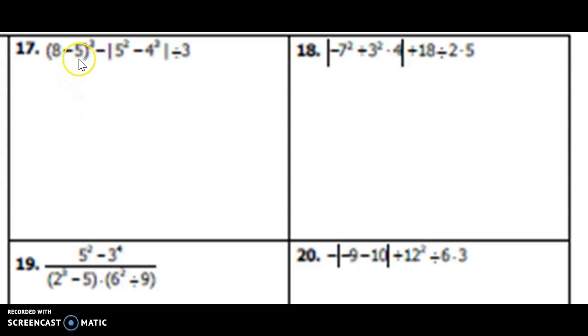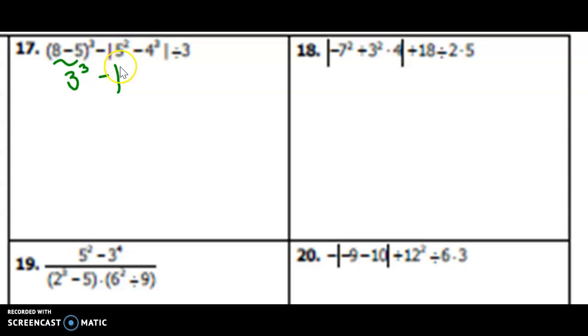Now notice we have a group here that's an 8 minus a 3, or 8 minus 5, which is going to give me 3. Now also notice that that group is raised to the 3rd power. I can continue on because now I have absolute value bars, which also represent a group. So I'm going to have to do what's inside this group of absolute value bars first.